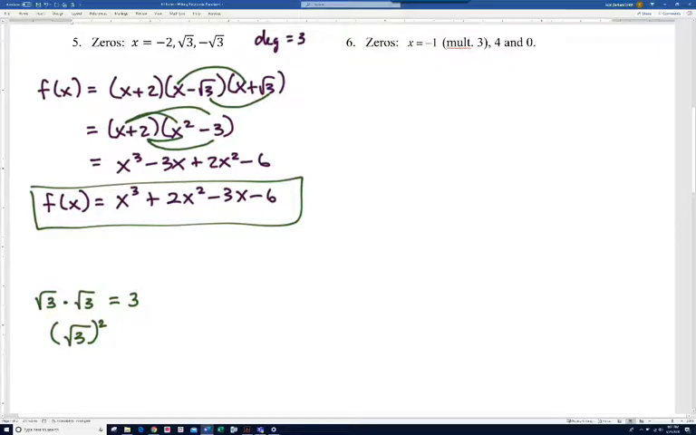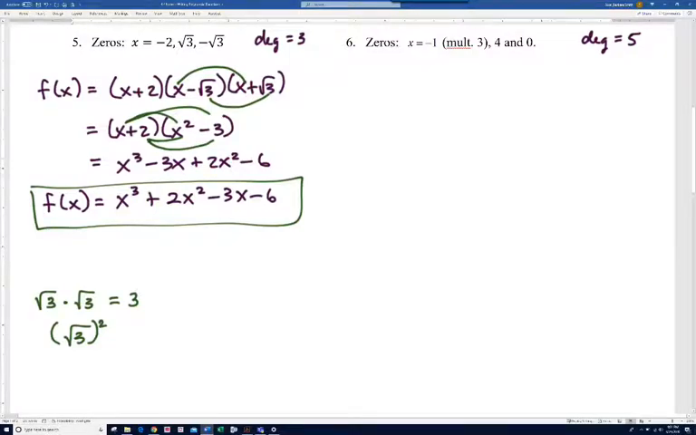All right, now number 6 is going to be a little bit long. The reason why is because notice you have x equals negative 1 having a multiplicity of 3, and then you have zeros of 4 and 0. So first of all, we're going to have a degree of 5 here. Notice if you count multiplicity, 3 plus 1 plus 1, that's going to give you 5.